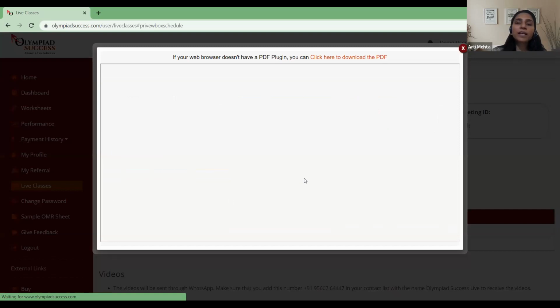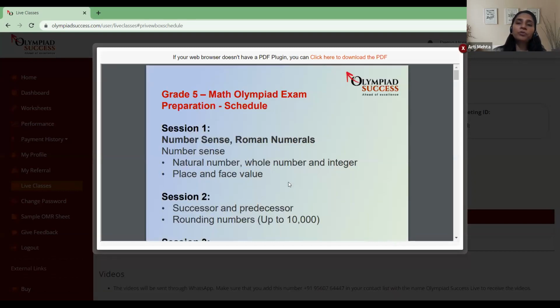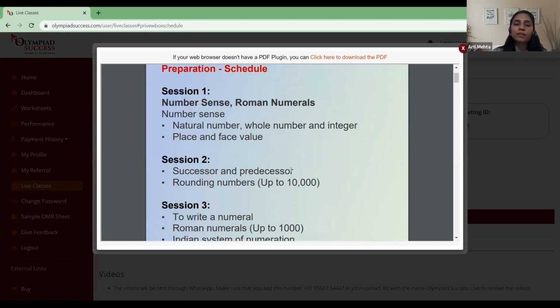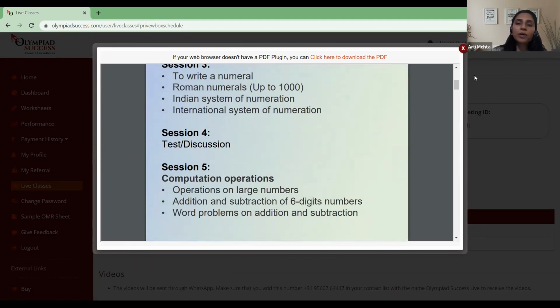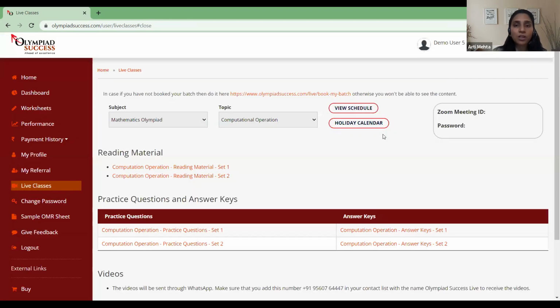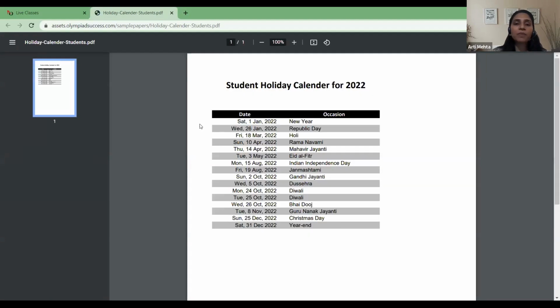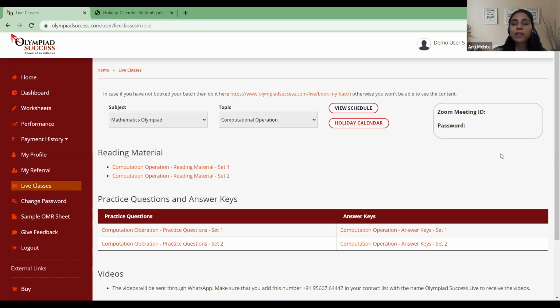On this, the entire schedule for your non-routine mathematics classes would be given. Right now, this is for math Olympiad classes. It would be a detailed one wherein we would let you know what all would be covered in which session. Then we have the holiday calendar, wherein the dates are mentioned on which the classes will not be conducted. And finally, we have the Zoom meeting ID and password. Here the ID and password would be displayed, and using these you can join the meeting.